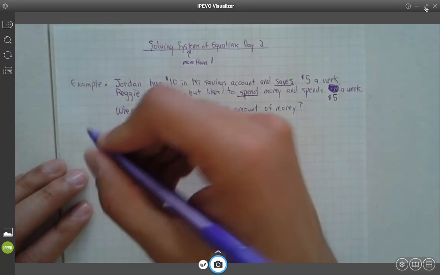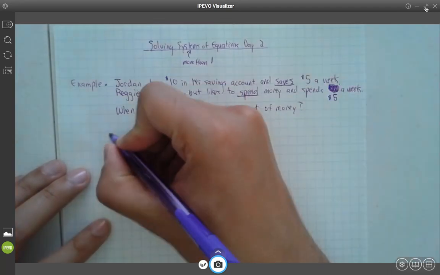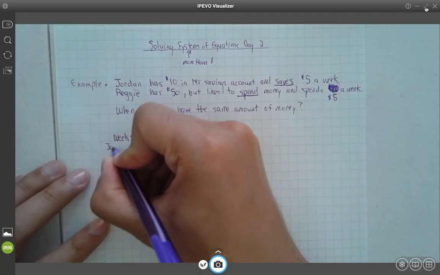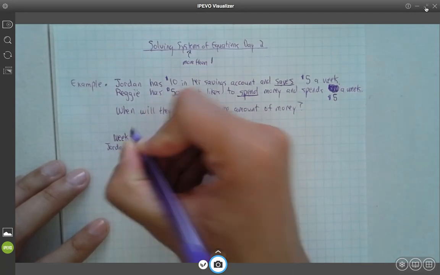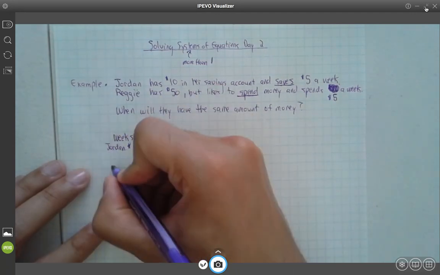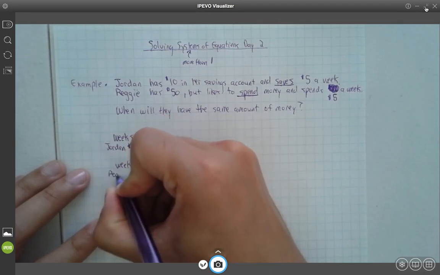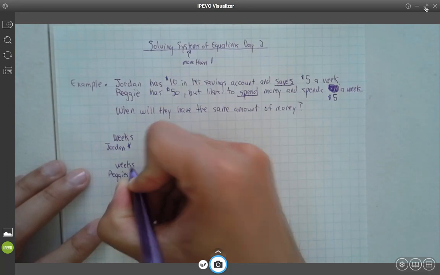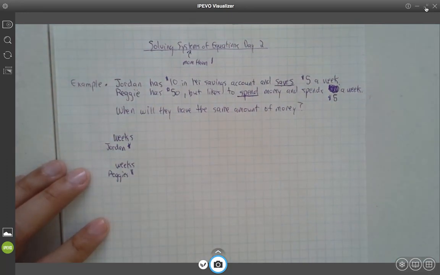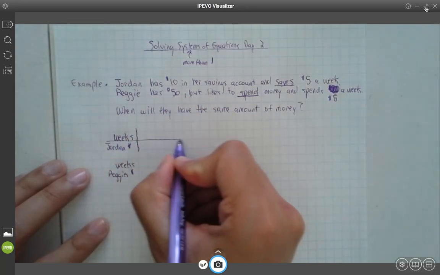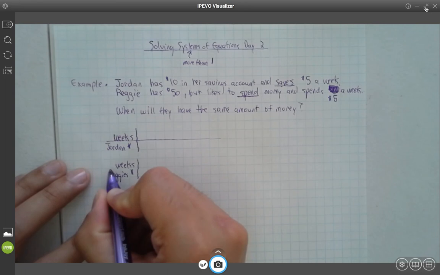So one approach you can do is you can put a table for both of these. So you can say weeks, and we'll say Jordan's money. And let's do a different table, weeks, and say Reggie's money. And you don't even have to make two tables. You could even combine this into one table if you so choose to do. And let's see what happens if we just look at both of their accounts.